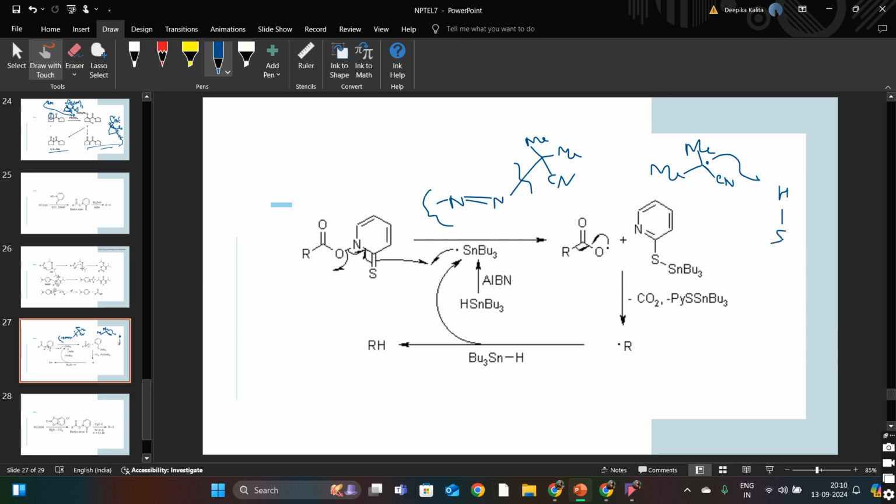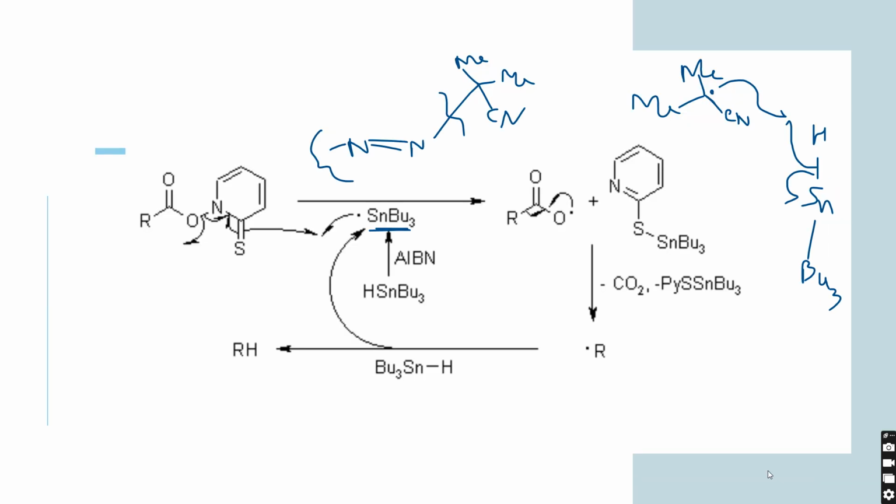Now this radical can undergo reaction with tributyl tin hydride in this fashion, where the tributyl tin hydride can undergo homolytic cleavage in this manner. And you get this tin radical, which is newly generated. Now, after generation of this tributyl tin radical, it can undergo radical reaction with our Barton ester, which we have synthesized using DCC coupling.